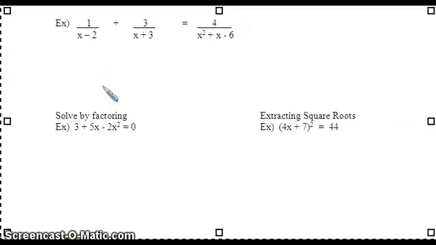Okay, the next type of equation that we're going to solve is when you have a fraction plus another fraction equals another fraction. So first thing you want to do is you want to try to combine these fractions if you can.